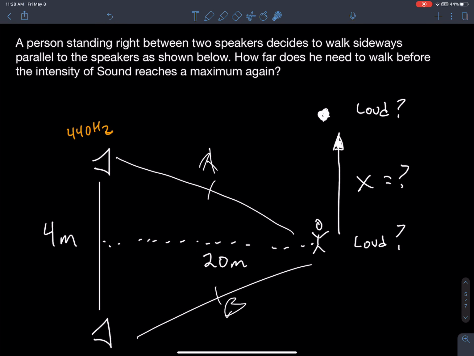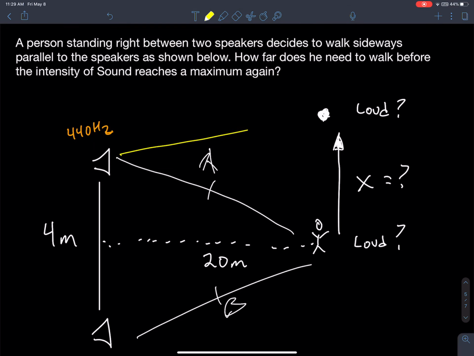As soon as he starts walking away, remember, if he walks right in front of the speaker, it's horrible quality sound. So how far does this person have to walk until all of a sudden the sound quality becomes good again? As soon as this person leaves that point, the sound quality is going to go down. And then when he gets to this point, the path length difference is going to be perfect.